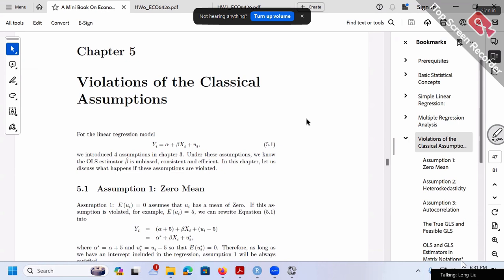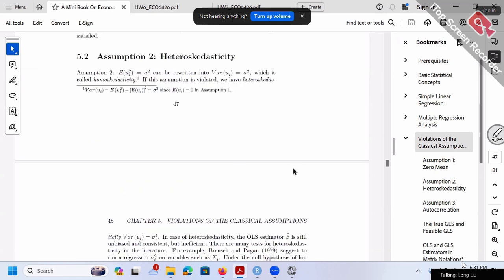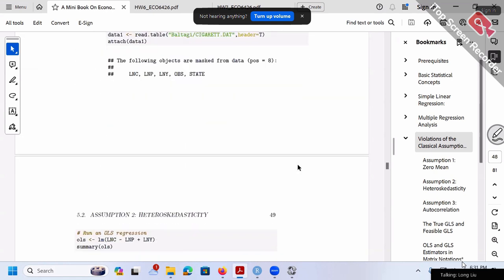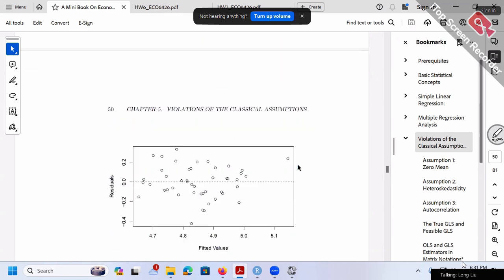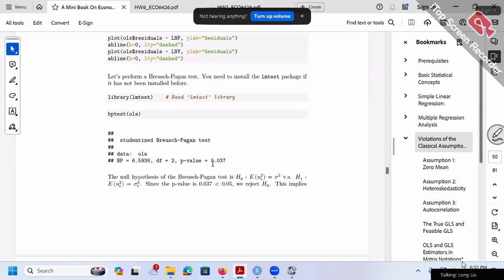This is informal because different people might have different opinions about a graph. So the formal way is the BP test. The formal name is the Breusch-Pagan test. And Breusch-Pagan suggest such a test, so that based on the BP test result, something like this. For example, the computer gives us a p-value of 0.037, so that we can directly jump to the p-value.